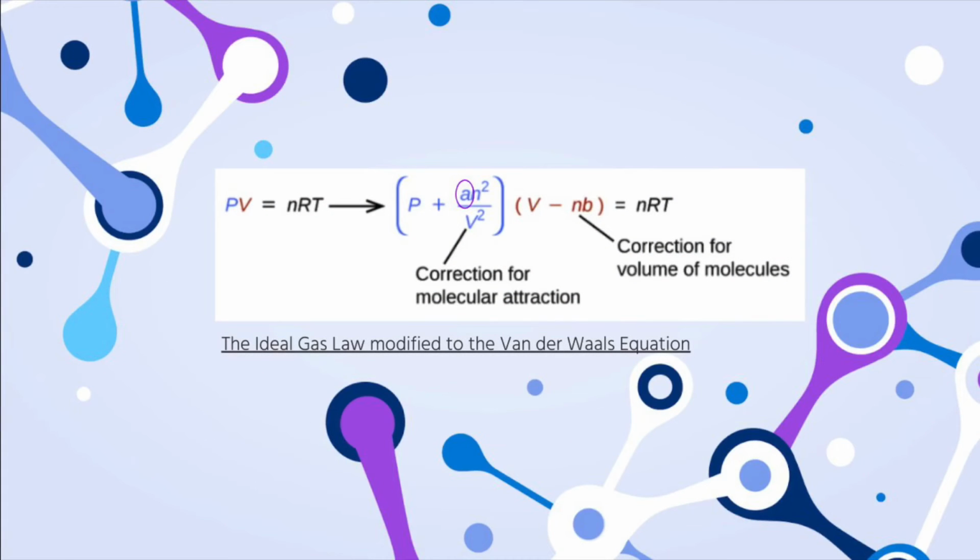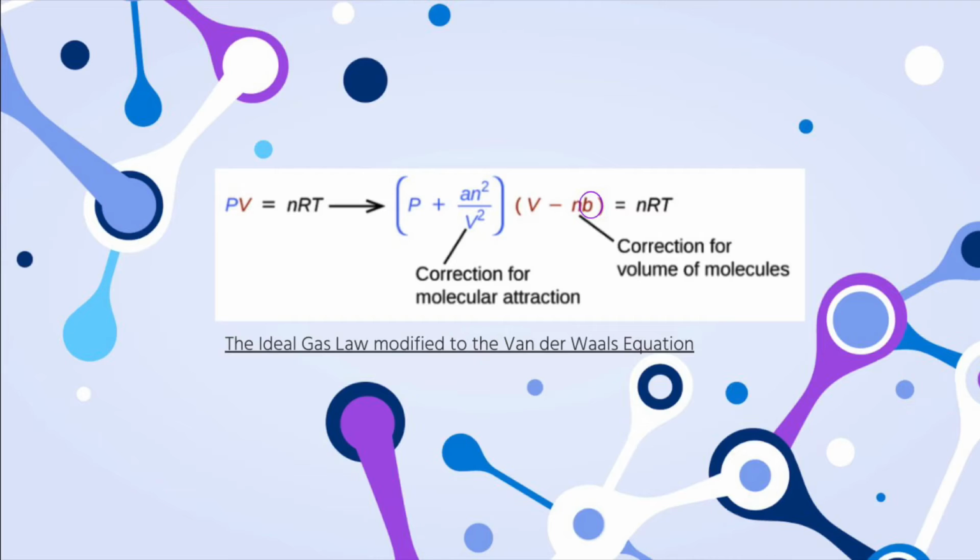This image shows how the ideal gas equation changes into the van der Waals equation. The constants A and B are characteristic properties of a gas. Constant A, which is circled, corrects for the intermolecular attraction between the gas particles. The higher the value of A, the higher the intermolecular forces between gas particles, and the more it decreases the pressure of a gas and slows down the speed at which the molecules move.